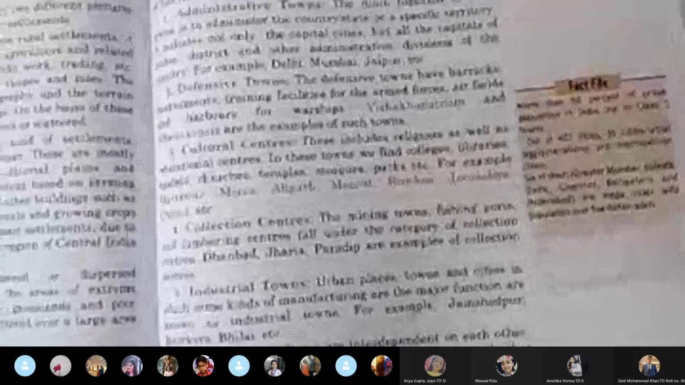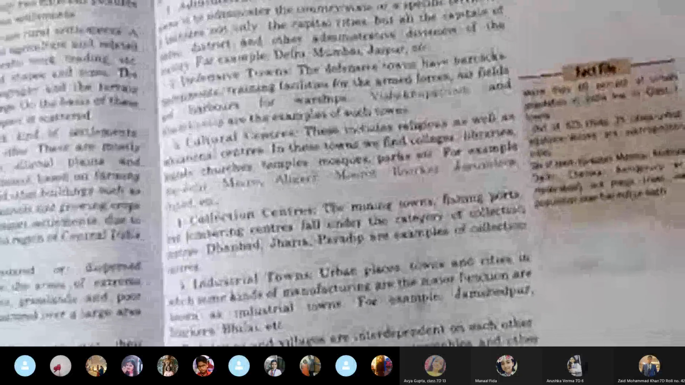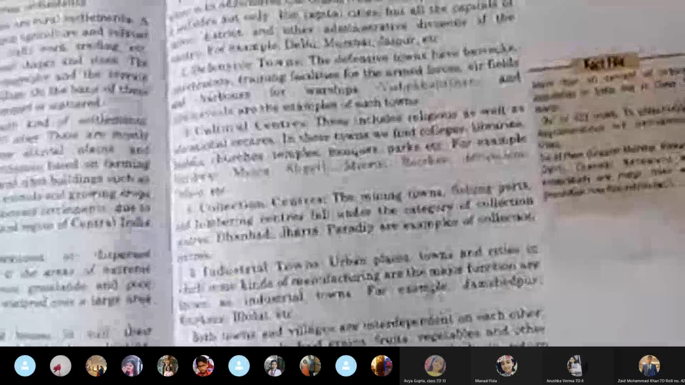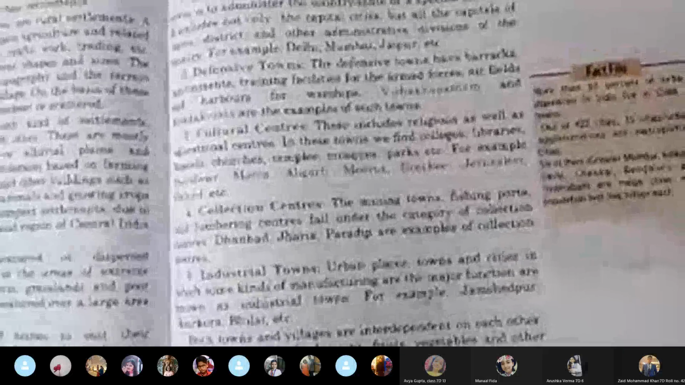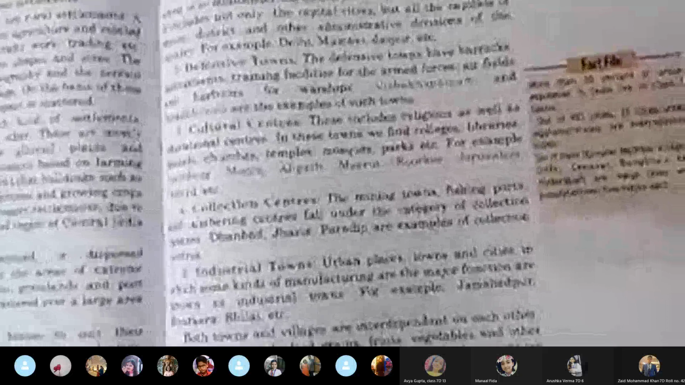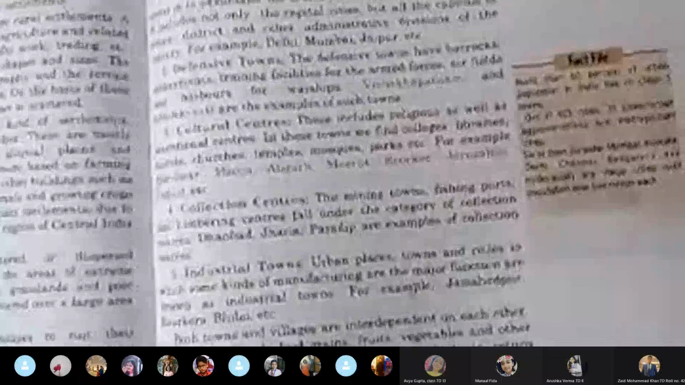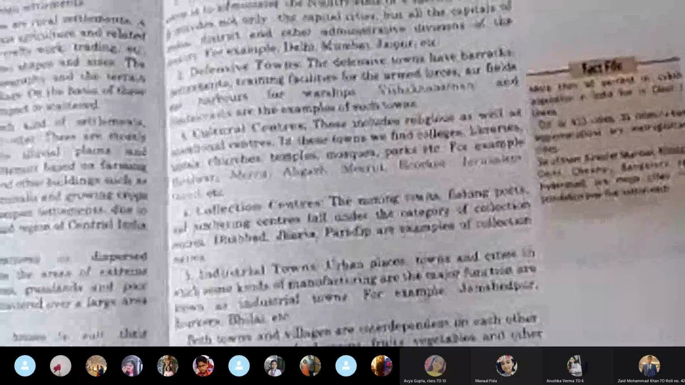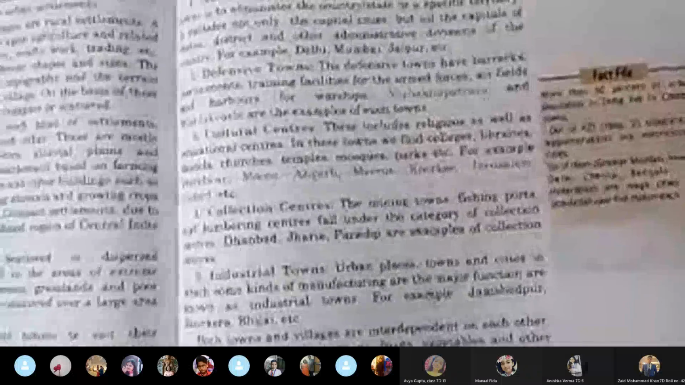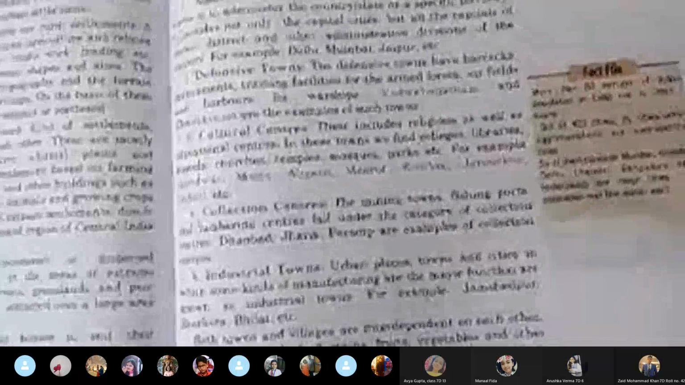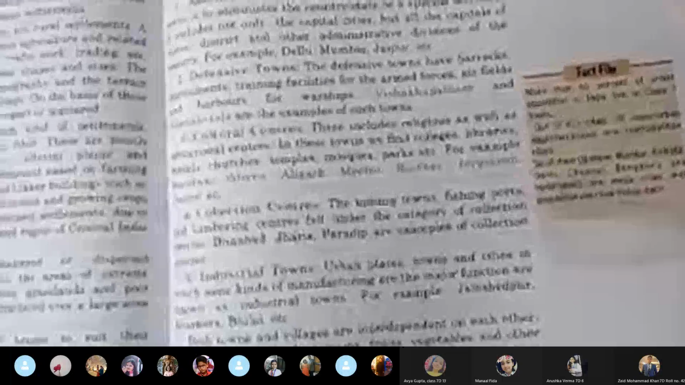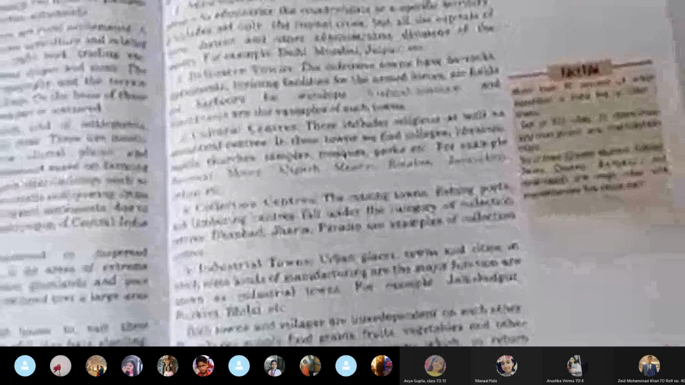So these are either the places of religious importance or they are famous from an educational point of view. Then number 4, we talk of collection centers. These include mining towns, which are rich in minerals, then fishing ports, that means places next to coastal areas, and lumbering centers, which are rich in forests where the cutting of trees takes place. Lumbering means cutting of trees. They fall under the category of collection centers. They have given you Dhanbad, Jharia, Paradeep as examples.